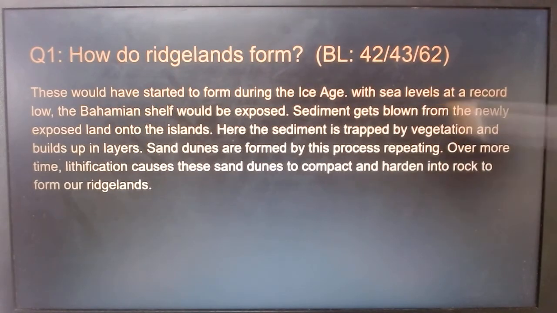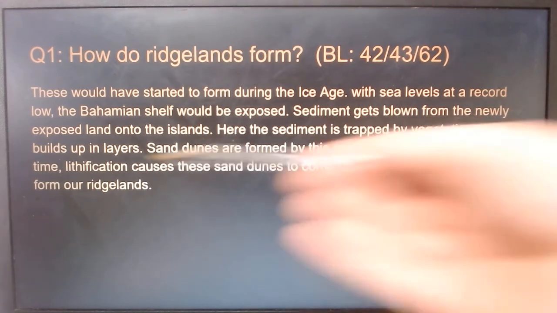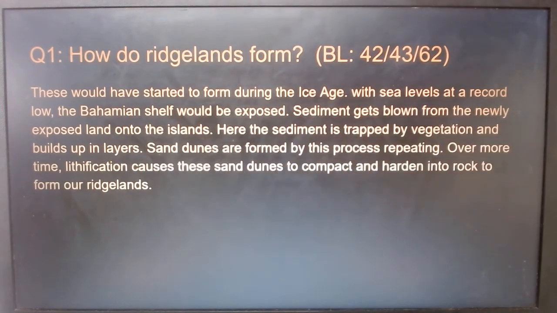Okay, here the sediment is trapped by vegetation. So the islands would have had vegetation. Sediment from what was the sea floor but is now exposed gets blown up on, trapped by the vegetation, and starts to build up in layers. Okay, this forms sand dunes. And over more time, lithification causes these sand dunes to compact and harden into rock, which forms our ridgelands. Our ridgelands are our highlands, okay, the areas of highland. So again, there's your step-by-step ridgelands.